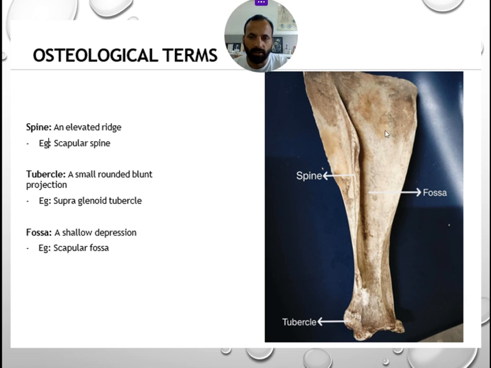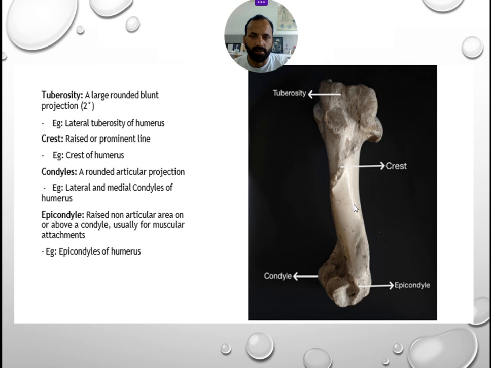Because of this elevated ridge, the surface of the scapula is divided into two parts. One part becomes higher than the other. This other part is at a lower level than the rest of the scapula, and becomes a shallow depression, which you call the fossa. So this is the fossa, a shallow depression. The small blunt rounded projection is the tubercle, and the elevated ridge you call the spine. Then tuberosity, the second degree of tubercle, a large rounded blunt projection. Remember, a blunt projection is the tuberosity. Then you have the crest, a raised prominent line, lower than a ridge, or a little raised. You call it the crest.